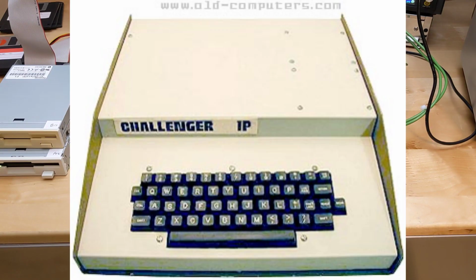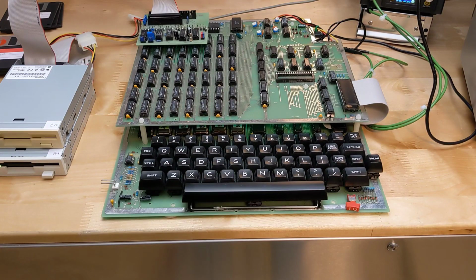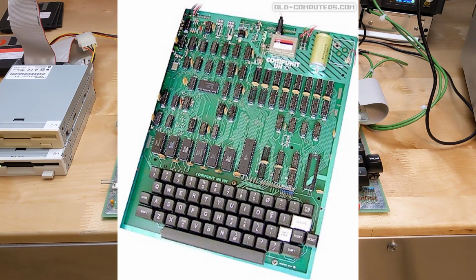The same system was sold in a case with power supply as the Challenger 1P for $349 US. The system was expandable via an expansion connector, and Ohio Scientific offered additional boards to support more RAM and even floppy disk drives. In the UK, a clone of the Superboard 2 called the UK101 was offered as a kit.